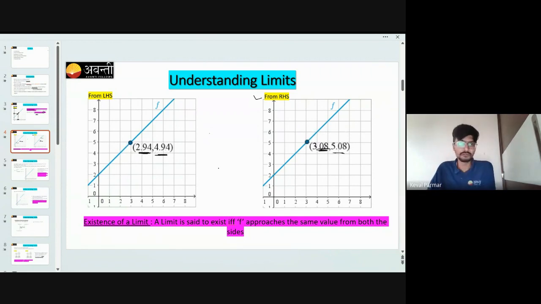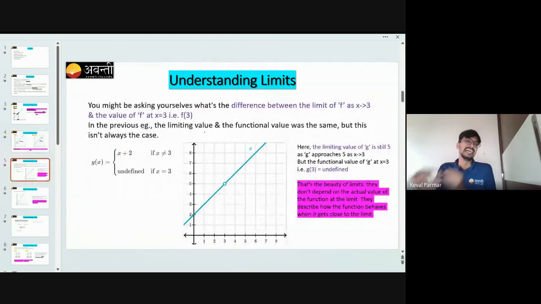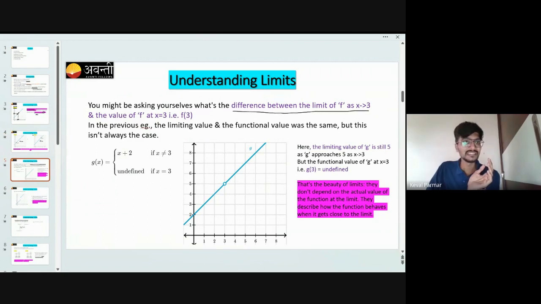Let us move forward and see the obvious question: what is the difference between the limit of f as x tends to 3 and the value of f at x equal to 3, that is f of 3? As we know, we do not talk about exact values in limits. We always talk about tending values or approaching values. So to understand it better, what's the difference? Let us take an example.